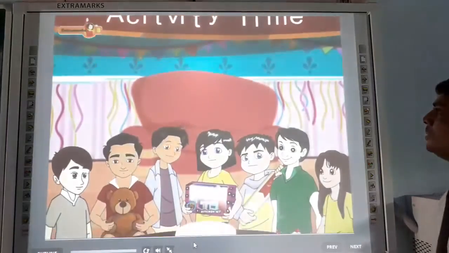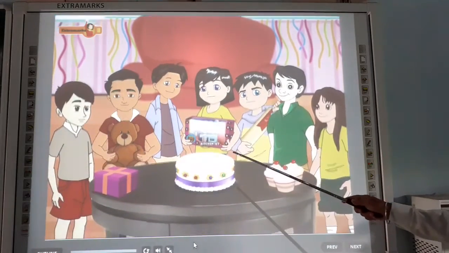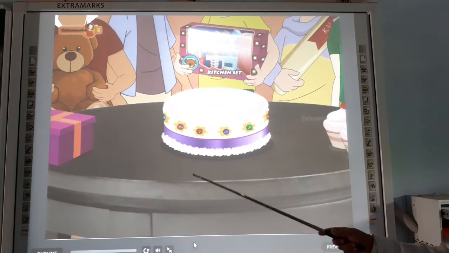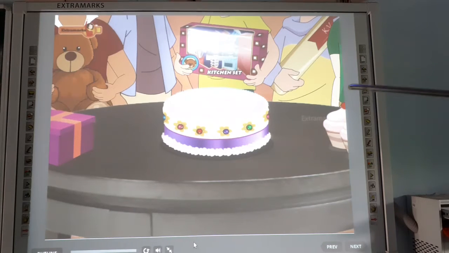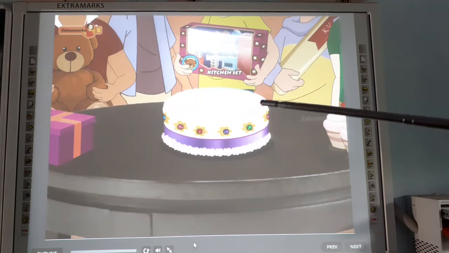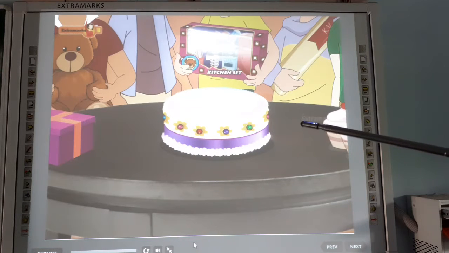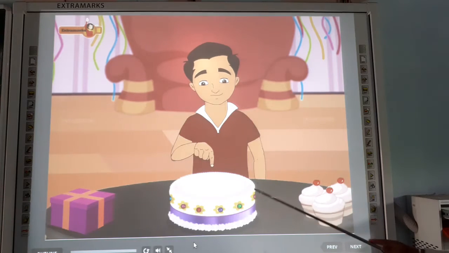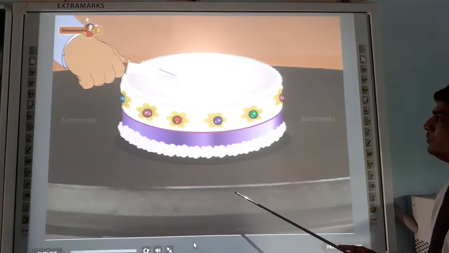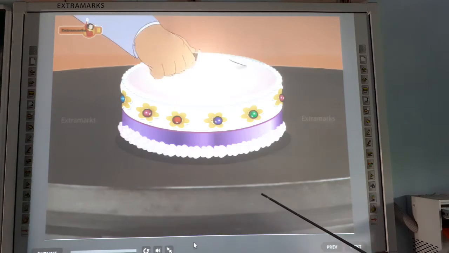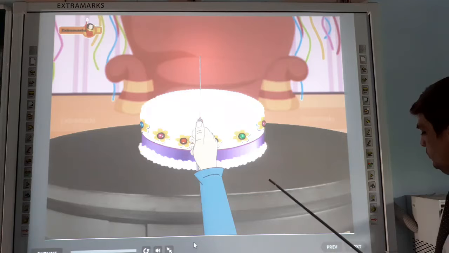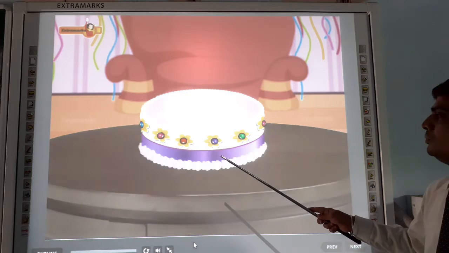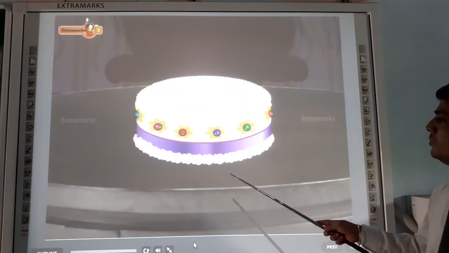Look at this. Let's perform an activity. Show the activity. Can you cut the cake into 8 equal pieces by making only 3 cuts on it? Remember, you are allowed to make only 3 cuts on it. One girl has got it.